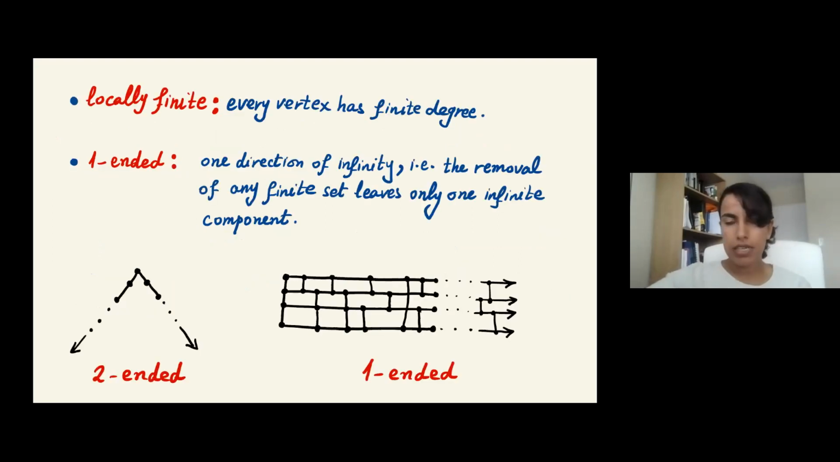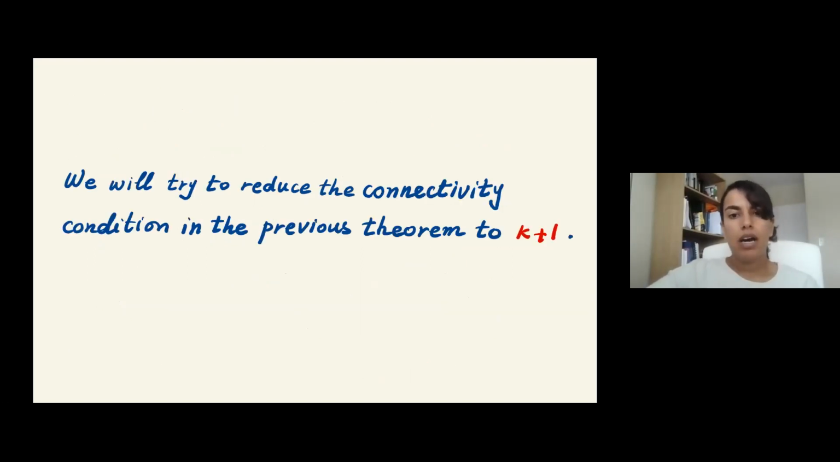Locally finite means every vertex has a finite degree, and one-ended means I have one direction of infinity. So all the rays in the graph have infinitely many vertex disjoint connections between them, so they are together forever, as illustrated in this drawing on the right. Or more precisely, the deletion of any finite set of vertices leaves only one infinite component. I will try to reduce this condition of being K plus 2 edge connected to K plus 1. But let's first look at the proof of the result of Oak, Richter, and Thomason.